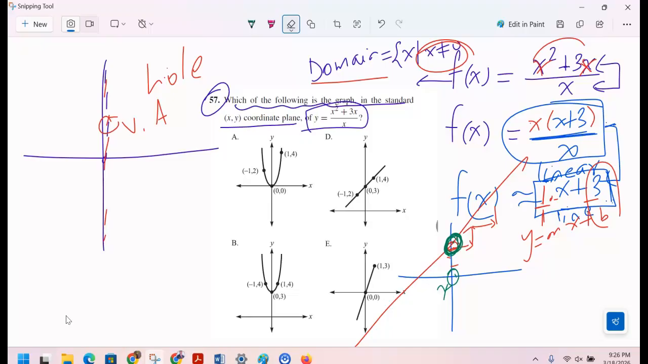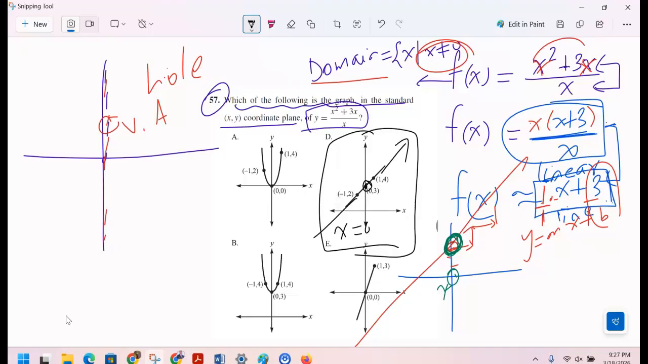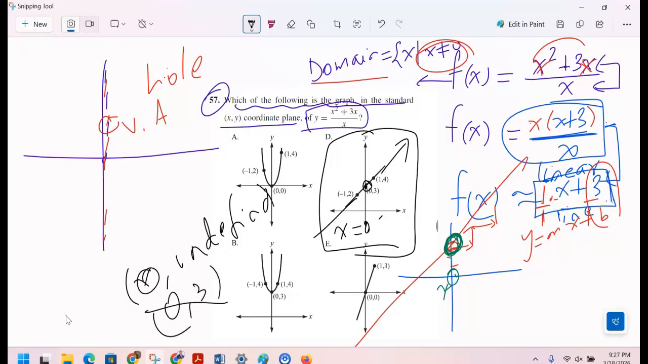So in the example they give us, this is the only option that clearly satisfies. Even though they made a mistake here, there should have been a small hole, because for x equals 0 the line is defined, but it should be undefined. So in the problem, even though they gave 0 and 3, that's the wrong way to write it. This line is okay. This is the line y equals x plus 3.